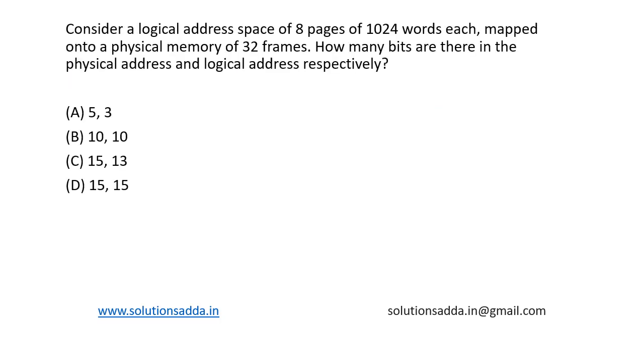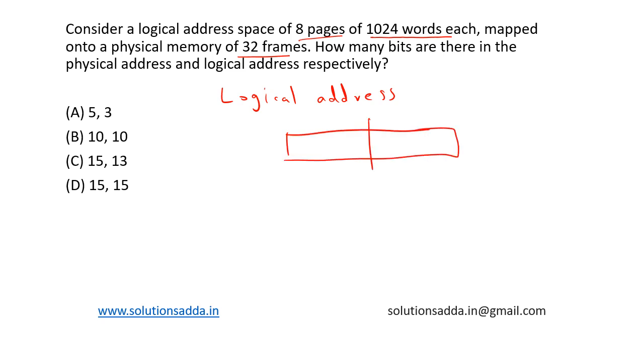This is a question from operating system. Consider a logical address space of 8 pages of 1024 words each, mapped onto a physical memory of 32 frames. How many bits are there in the physical address and logical address respectively? Let's consider the logical address first. The logical address can be split into two parts, that is page ID and offset within the page.